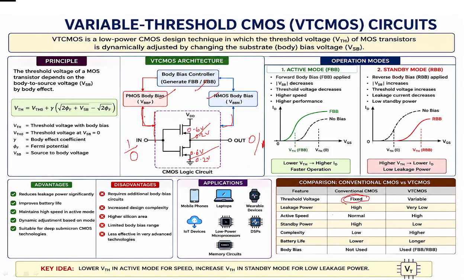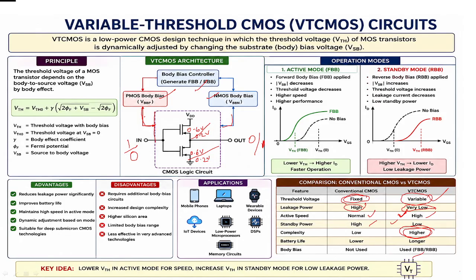So here you can see the comparison. The threshold voltage is variable in VTMOS, while in traditional it is fixed. Leakage power is high in the conventional method, but very low in the variable threshold method. Active speed is normal in the conventional method, but with the reduced threshold the transistor will respond quickly, so the speed is very high. Standby power is high in the conventional method, but low here. Complexity is more in variable threshold, because we are giving an extra power supply for body bias.